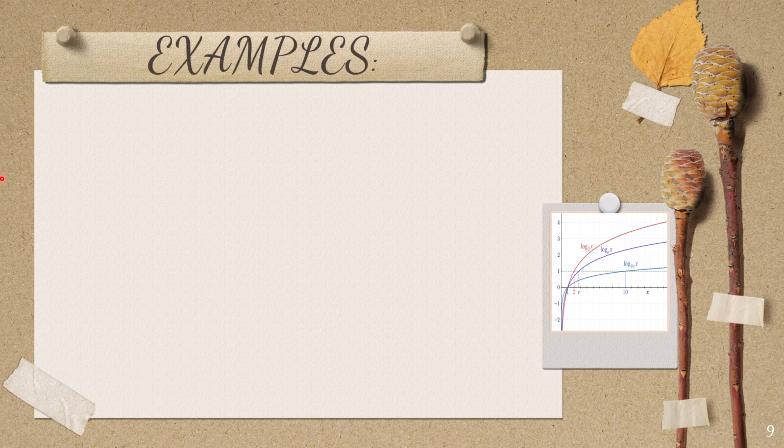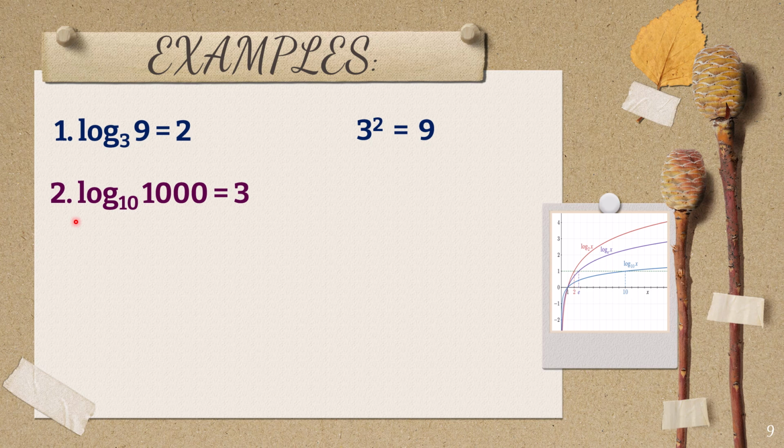So let us apply changing logarithm to exponential. Logarithm of 9 to the base 3 equals 2. It means our base is 3. So 3 squared equals 9. Number 2. Logarithm of 1000 to the base 10 equals 3. Our base is 10. So 10 cubed equals 1000.